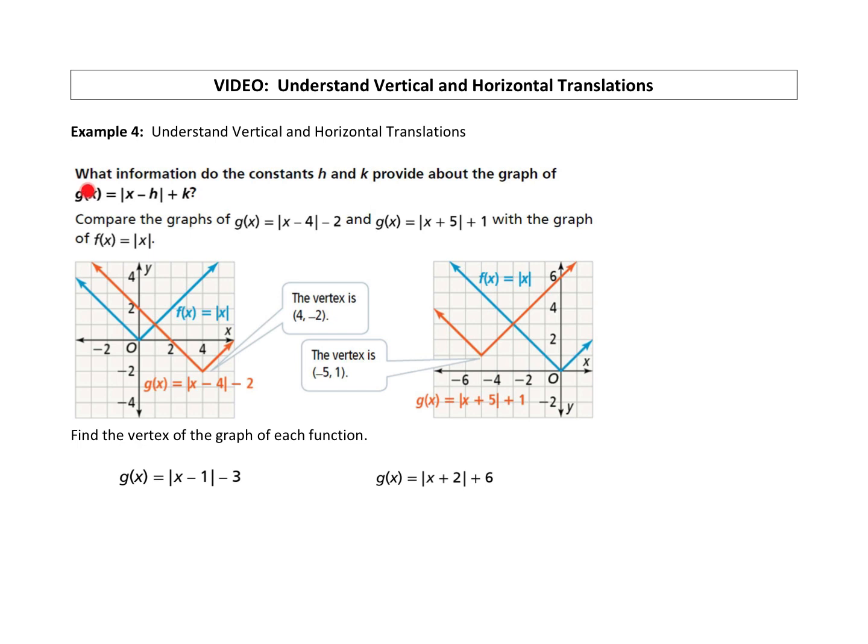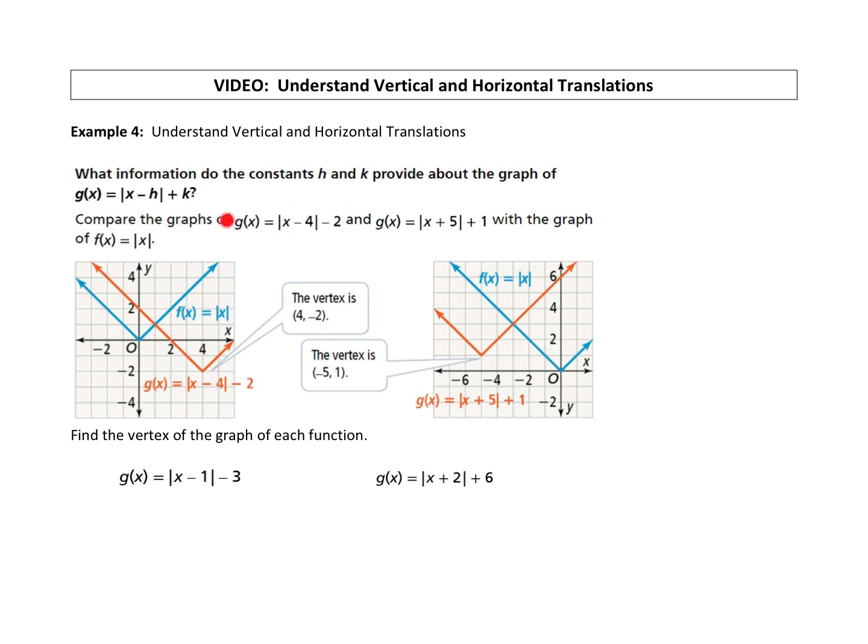So our question is, what information do the constants h and k provide about the graph of g of x equals the absolute value of x minus h, and then plus k on the end? So we have a specific example. Compare the graphs. First, we'll look at this first one. g of x equals the absolute value of x minus 4 and then minus 2.